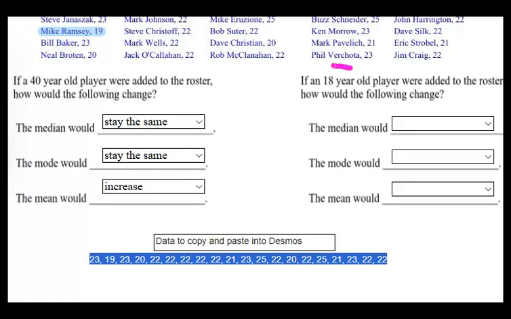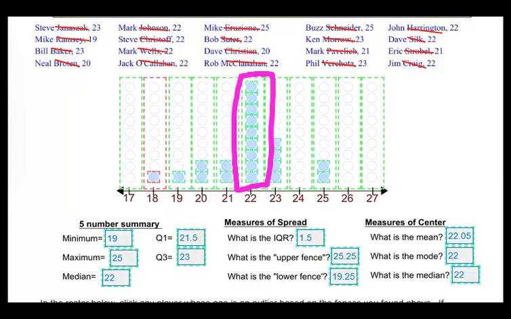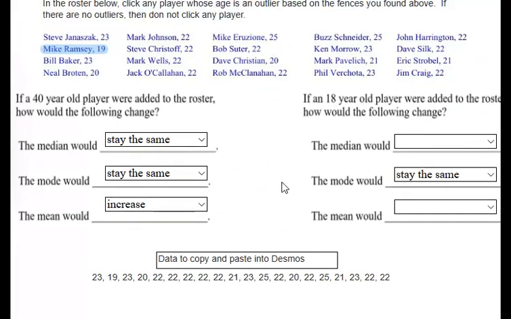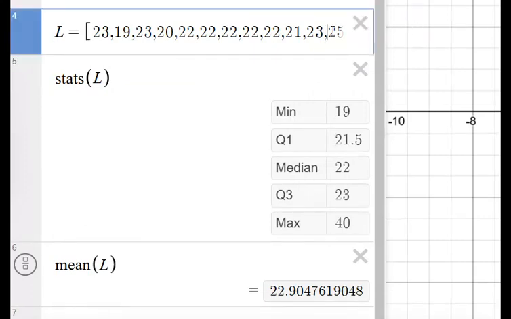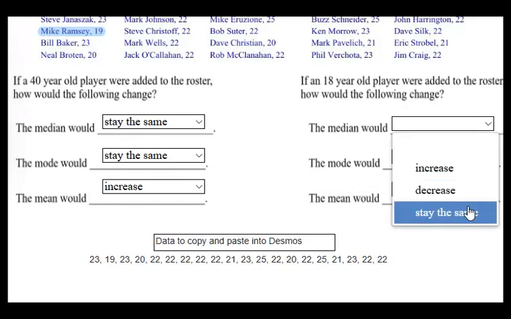Now we are asked what would happen if an 18-year-old player were added to the roster. Even if we clicked 18 here, 22 would still be the highest stack. Make sure you take the 18 off because now that's wrong. But we know the mode would stay the same. Let's go back to Desmos and change that 40-year-old player to an 18-year-old player. The median stays 22. So the median stays the same.